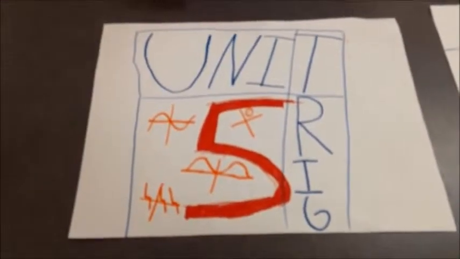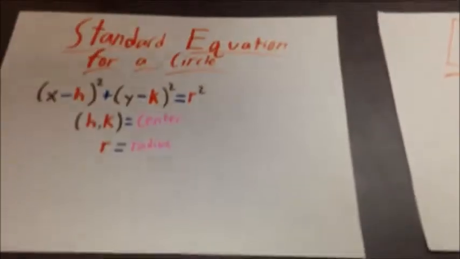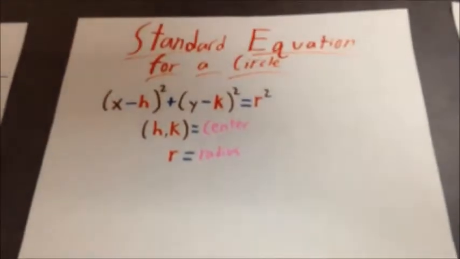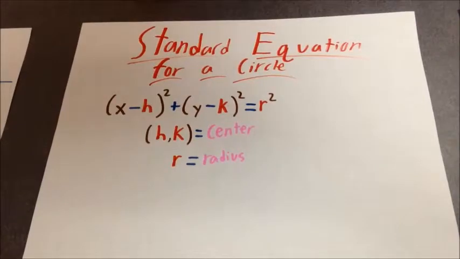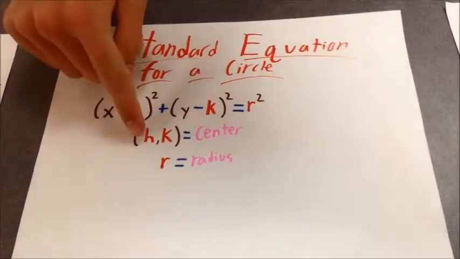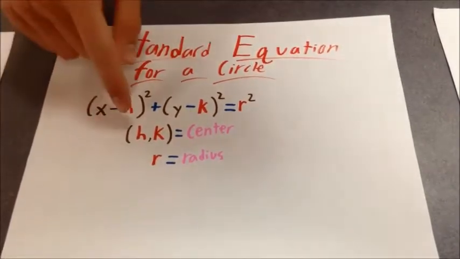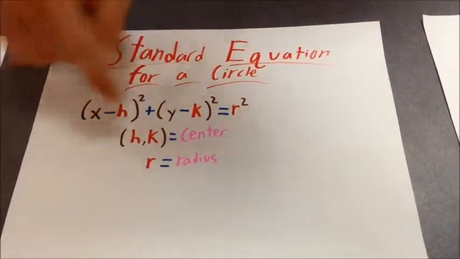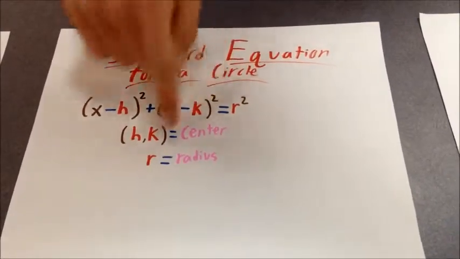This is the Unit 5 trigonometry section, and I'm going to explain circles. So, the standard equation for a circle is (x − h)² + (y − k)² = r². h and k are the center, the coordinates for it. h is the x coordinate and k is the y coordinate, and they're represented right here. And r is the radius.